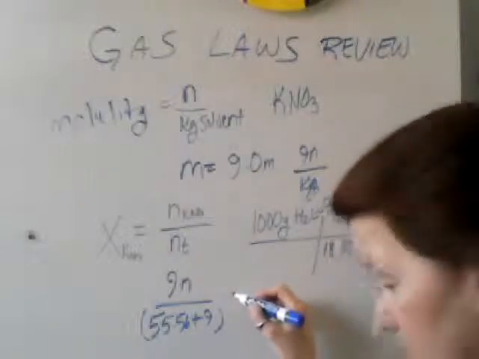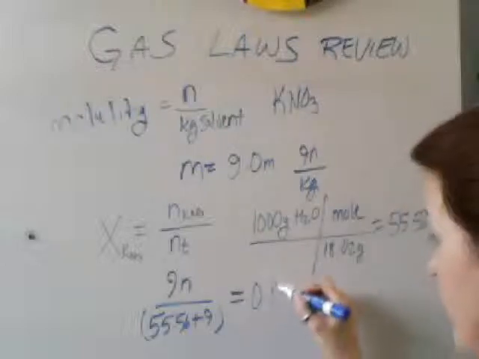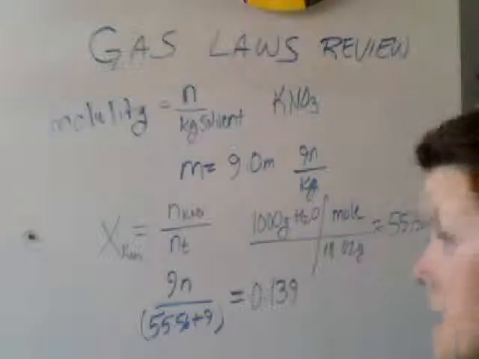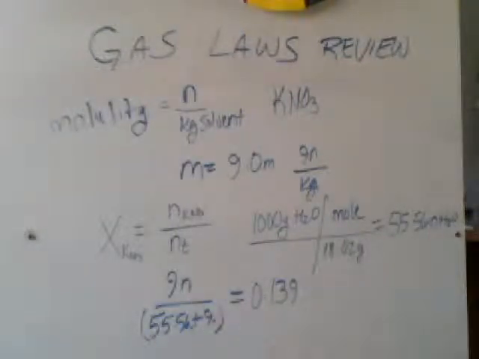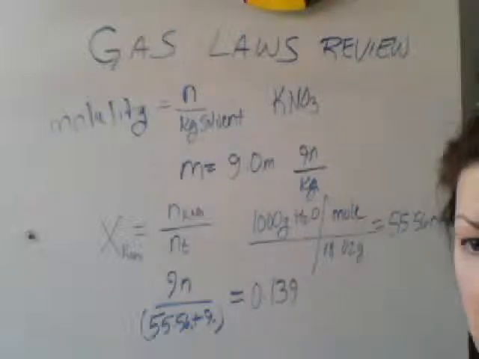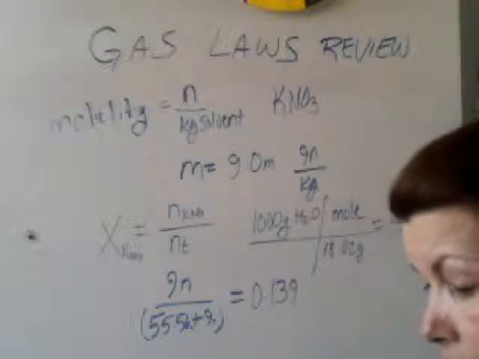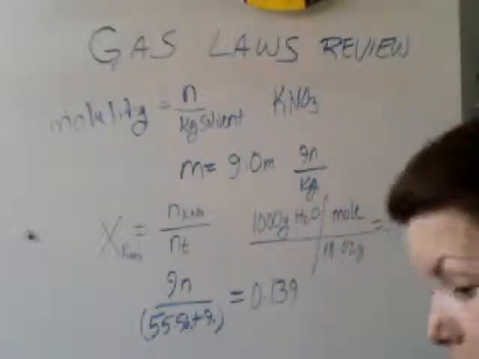And so we find that the mole fraction is equal to 0.139. Remember that our mole fraction doesn't have units because we're dividing moles by moles. And so we can either say that our mole fraction is 0.139, or we can say 13.9% of the solution is potassium nitrate molecules.